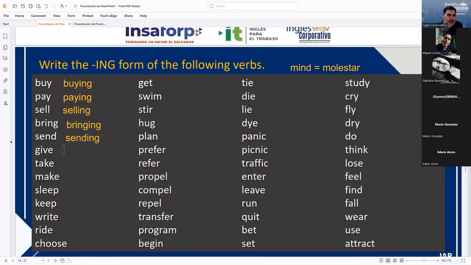Drop the E, okay, the letter E, and we say giving. Take: taking. Making. Sleep has two vowels, so duplication of P? No. One P. Sleeping. Keeping.